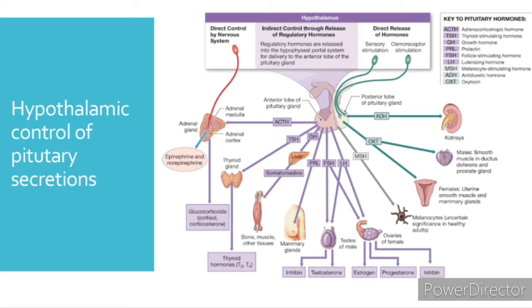So coming to the hypothalamic control of pituitary secretions, almost all the secretion by the pituitary is controlled by either hormonal or nervous signals from the hypothalamus. Secretion by the anterior pituitary is controlled by hormones called hypothalamic releasing and hypothalamic inhibiting hormones. So you can see ACTH, it is associated with what? Secretion or release of the hormones from the adrenal cortex.